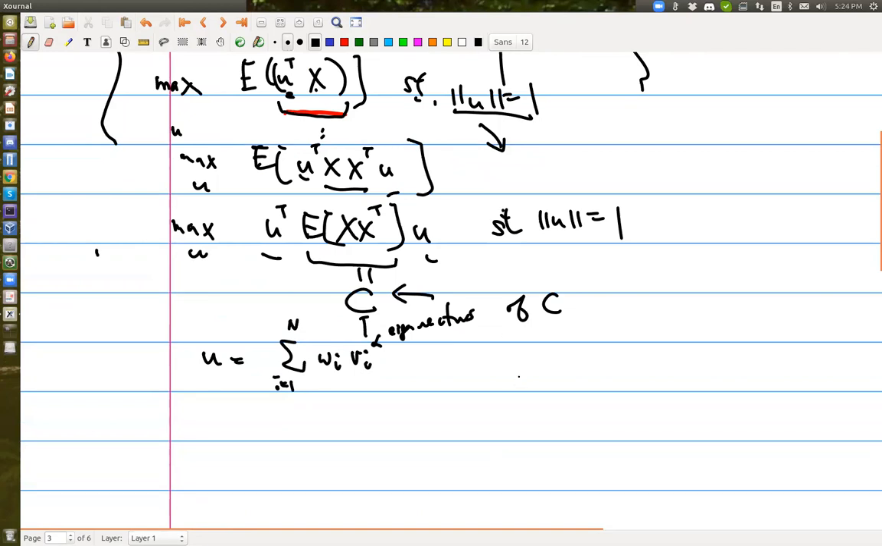With i from 1 to n. And note that because u is normalized, w1 squared plus w2 squared, and so on, should be equal to what?